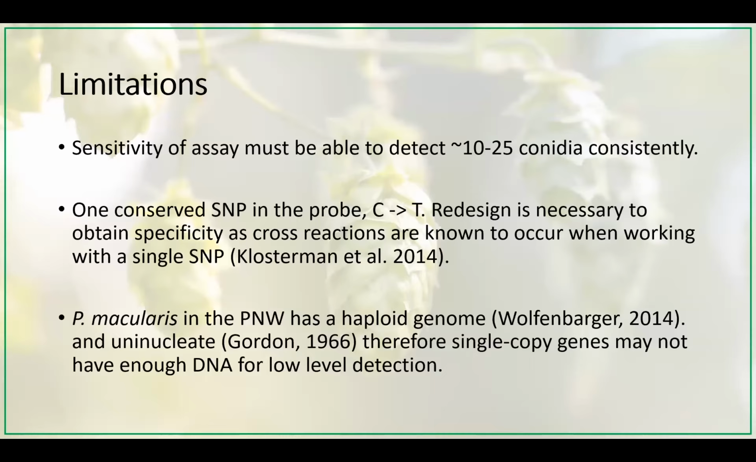And then another limitation here is that Podosphaera macularis in the Pacific Northwest has a haploid genome, and it's also uninucleate. Therefore, single copy genes may not have enough DNA for low levels of detection. So most of that Ellingham data we aren't able to use for the sensitivity that we will be needing.